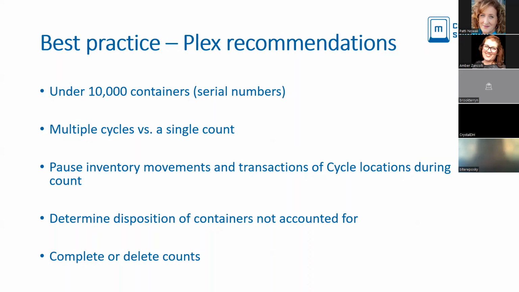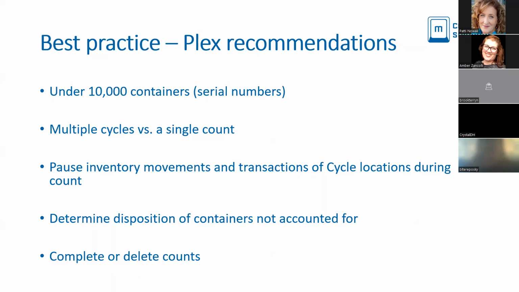So once you hit start on that count, if more than 10,000 containers are included, Plex will give you a banner message there to warn you and prevent you from starting the count. If you run into that, you'll just need to use the parameters to further limit the count size. You can set up multiple cycle counts in groups that make sense to count together. Make sure your counts don't overlap by including the same locations.